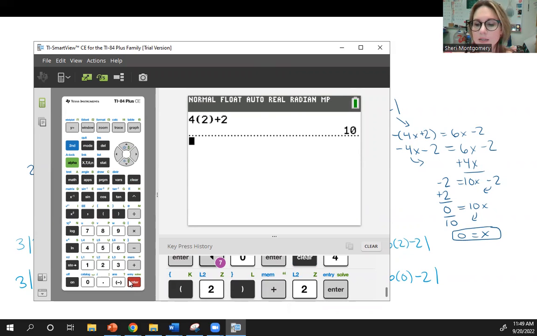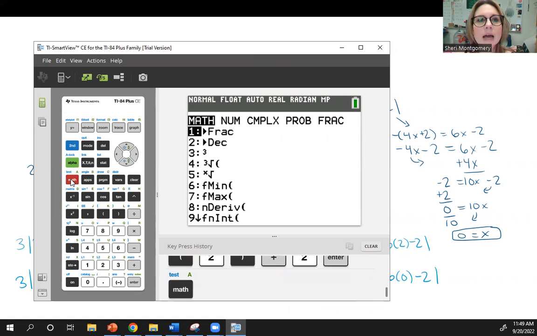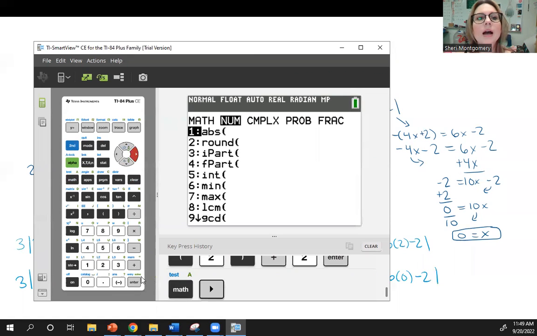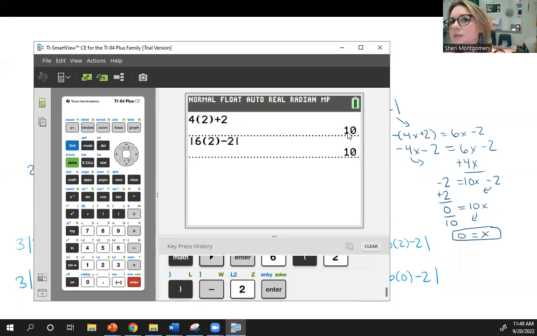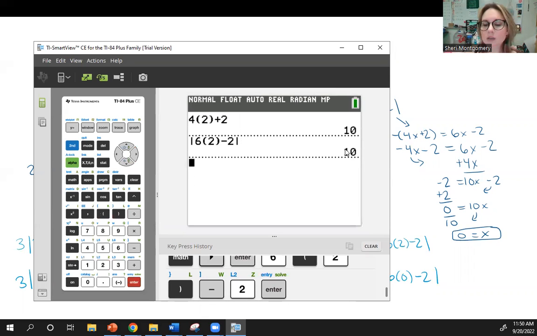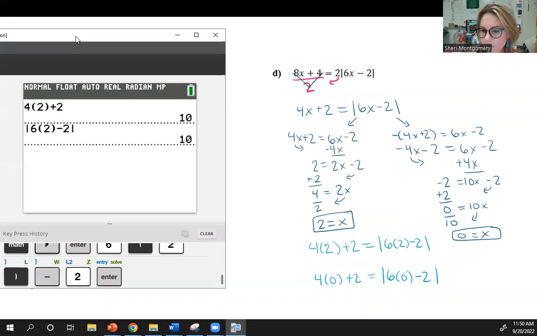So then I'm going to type in the right side. The right side is absolute value. So I have to press math, arrow over 1 time, absolute value. And so it's absolute value of 6 times 2 minus 2. And we need to just make sure that they give you the same answer. Do they? Yeah. So that one works. I can go over and say this first one is good. It works.